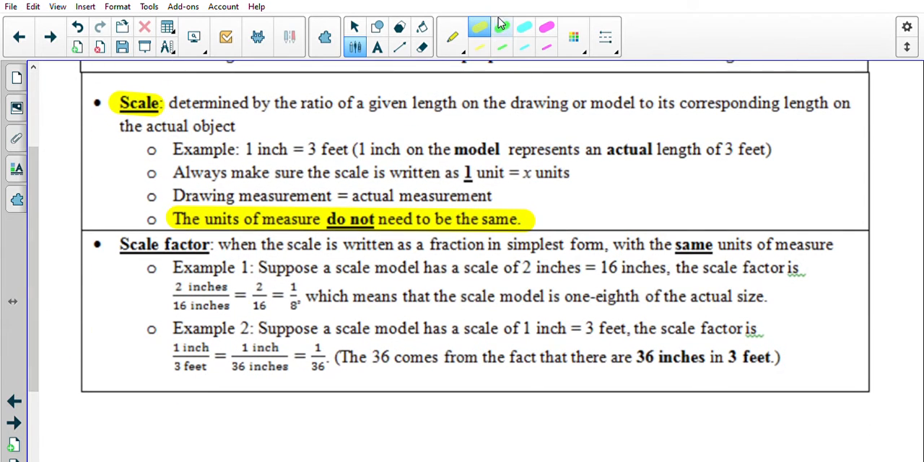The second thing that we're going to ask you to find is scale factor. And scale factor is a fraction. Scale factor, fraction, they both start with F. It's when the scale is written as a fraction in simplest form, again with the same units of measure.